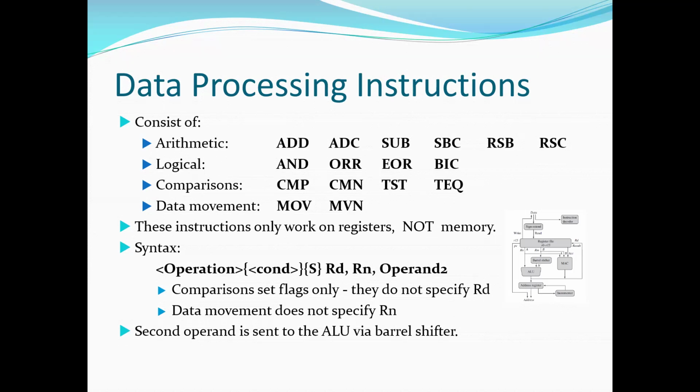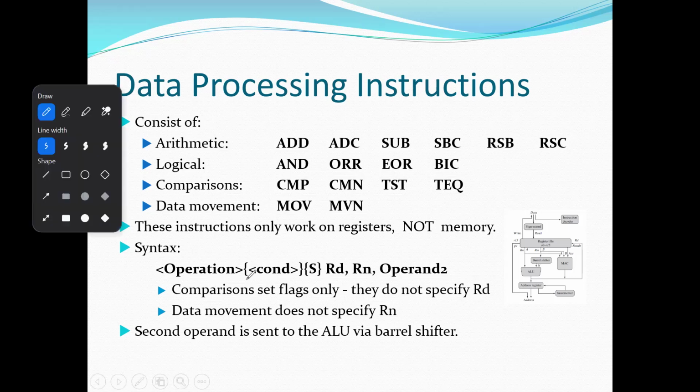So the syntax of assembly language with respect to ARM is different. It has several fields. The first field is the operation code, meaning what operation is to be performed. And then we have another field called the conditional code, this one.